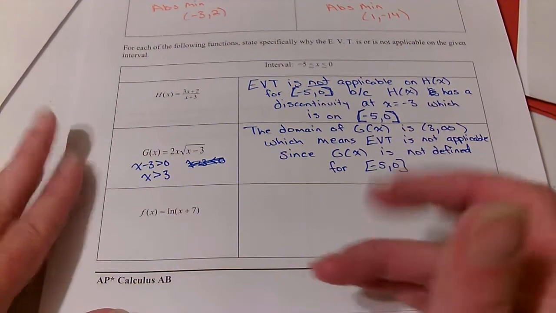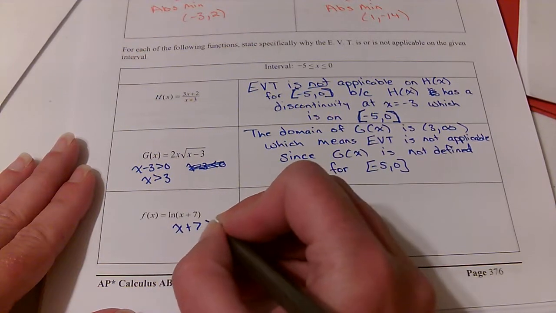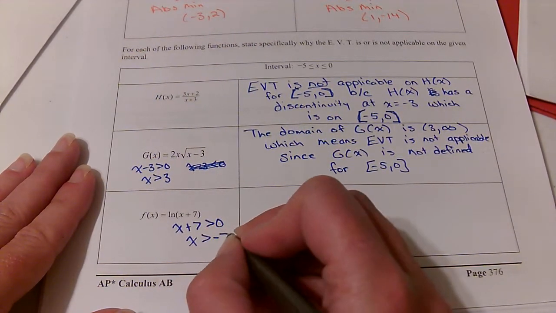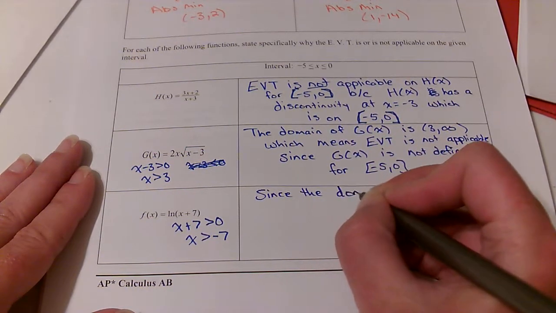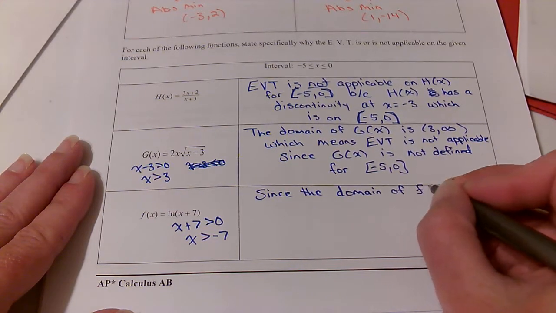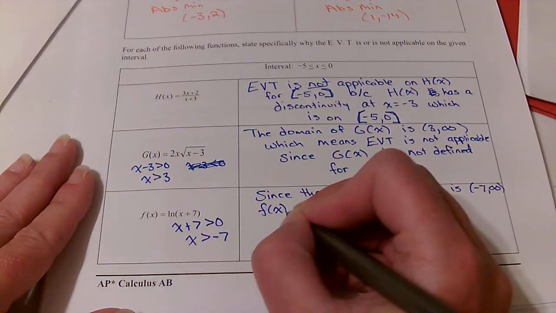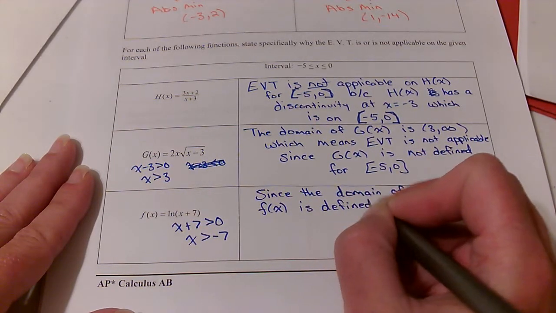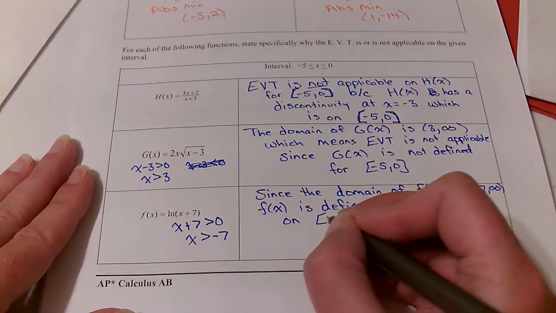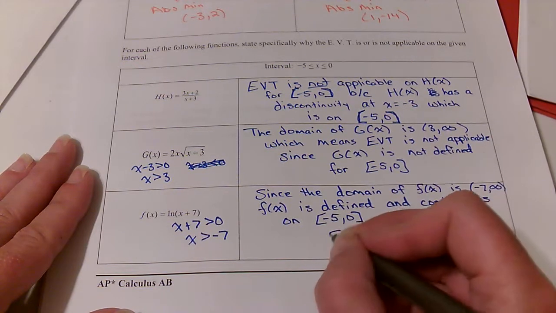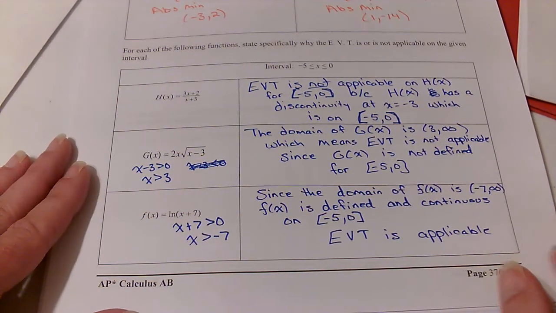Okay, what about a natural log? Ooh, this is good review. Natural log. The argument of a logarithm has to be positive. So x plus 7 has to be greater than 0. So x has to be greater than -7. So since the domain of f of x is -7 to infinity, f of x is defined and continuous on -5 to 0. EVT is applicable. Meaning we could find extrema.